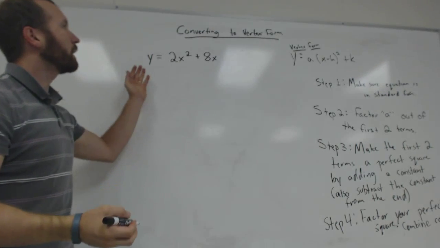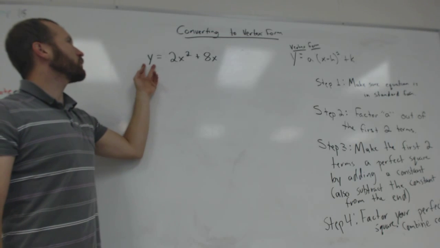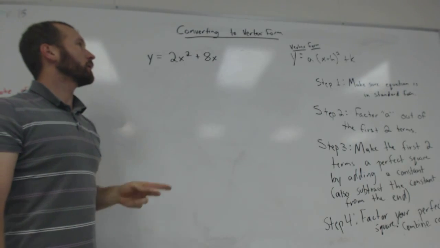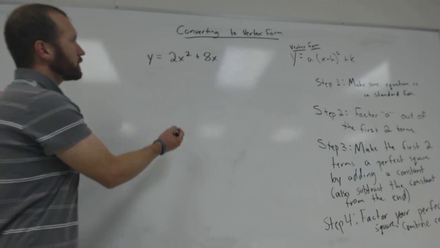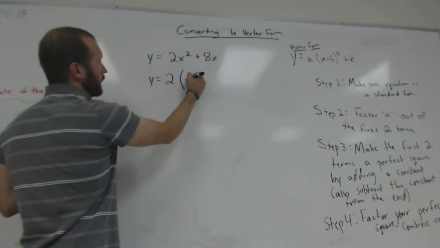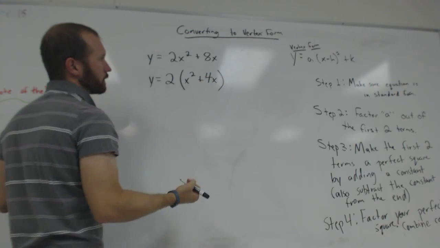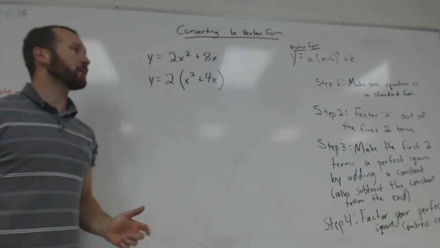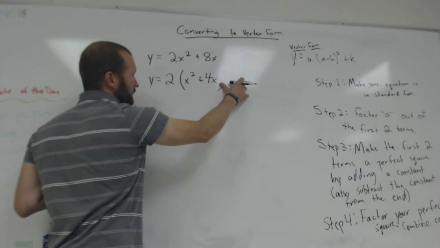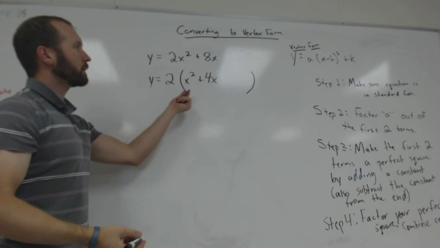Okay, I'm still going to do the same thing. Is this in standard form? Oh, yeah. It says y equals. That's really what we're looking for. And then these are in order. Okay. I'm going to factor a out of the first two terms. So I have y equals 2 times x squared plus 4x plus 0. Right? There's no other constant. Oops. I want to leave a space here as I write this so that I can complete the square.